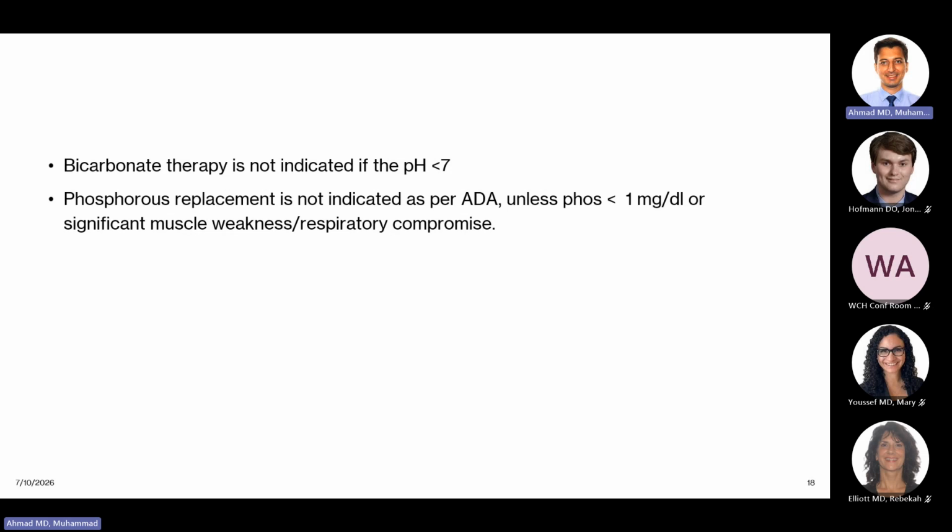Now the question is whether we have to be that aggressive with the phosphorus replacement. The answer is no. They are saying there is no benefit, but we have to replace phosphorus if it is less than 1, or there is significant muscle weakness or respiratory compromise. If the levels are low and you see these patients with these symptoms, then definitely you have to give that. But if a patient is walkie-talkie, completely fine, we don't have to do that.